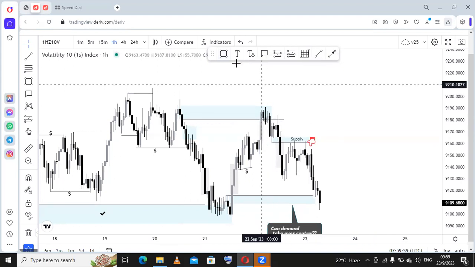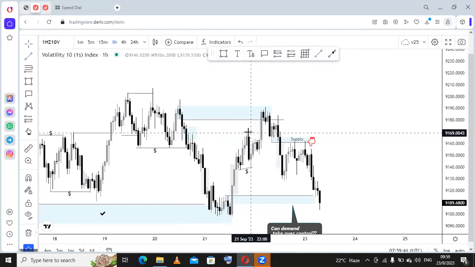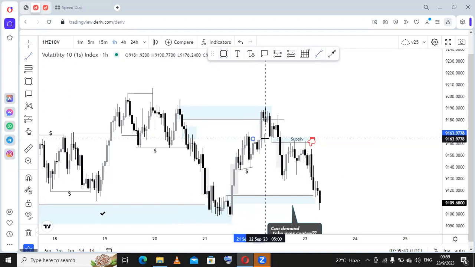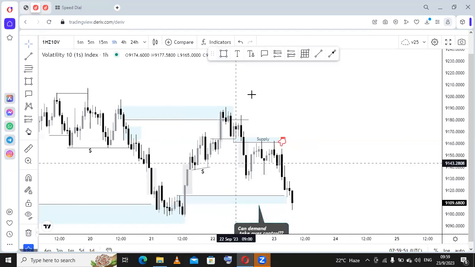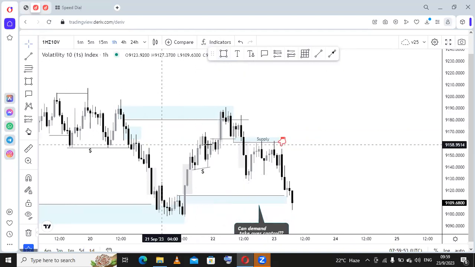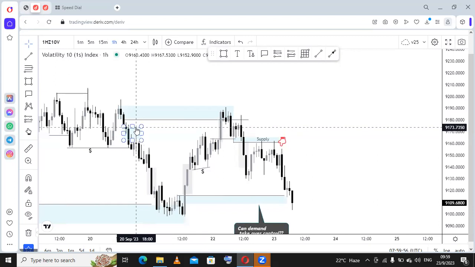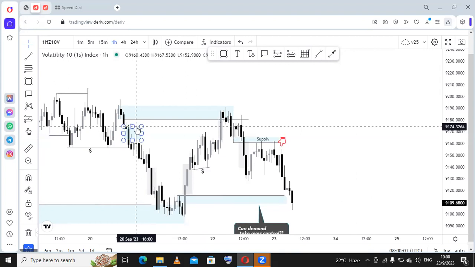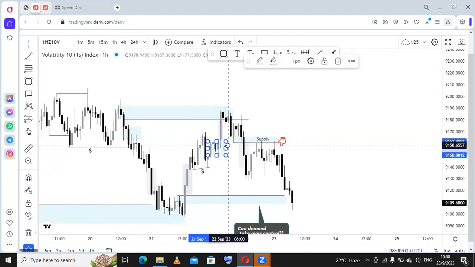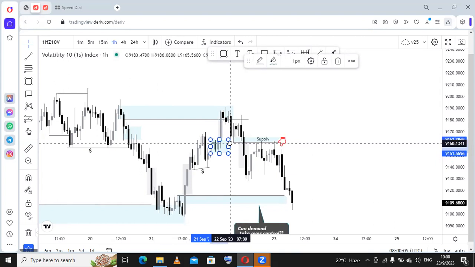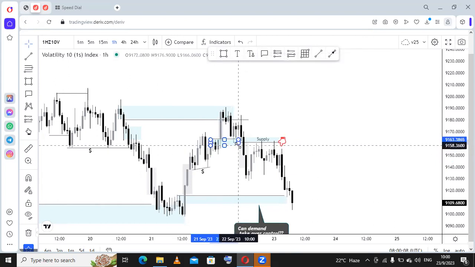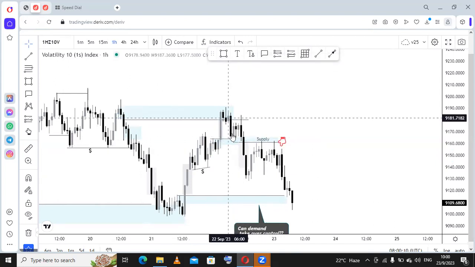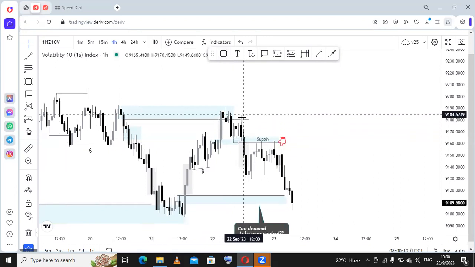Okay, so we have this area of reaction. All right, we have this area of reaction. So I want to see this area of reaction get violated. I want to see it get violated. Okay, so now tap, price goes back, so you can see.